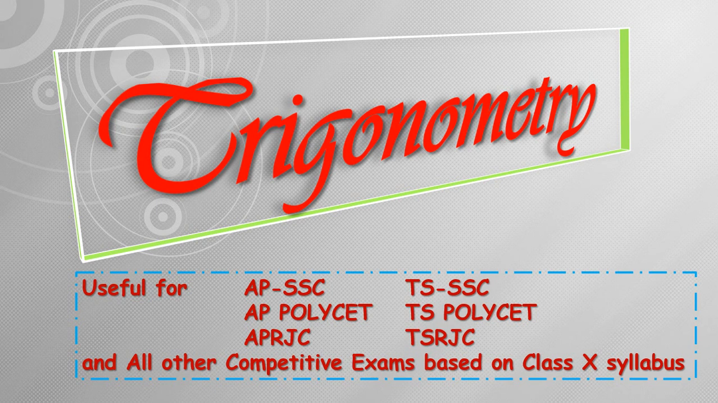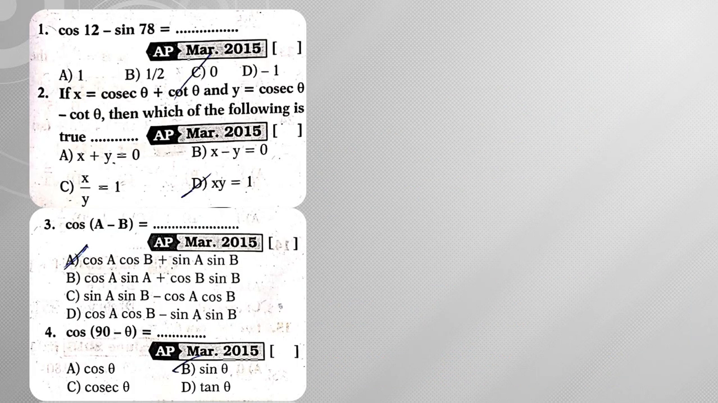Right, now let us see the previous year asked questions related to this chapter. Question number 1. What is the value of cos 12 degrees minus sin 78 degrees? Now this particular problem, if you observe, this 12 and 78 degrees, if we sum up, they will be equal to 90 degrees. Hence we call those angles as complementary angles.